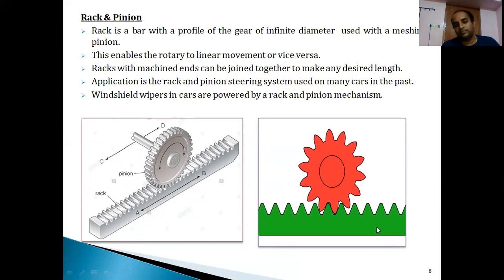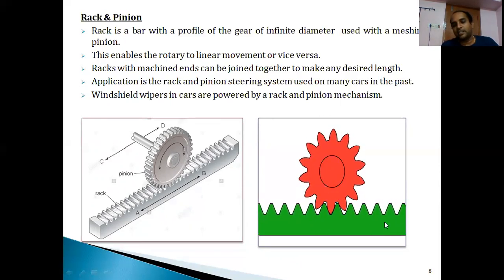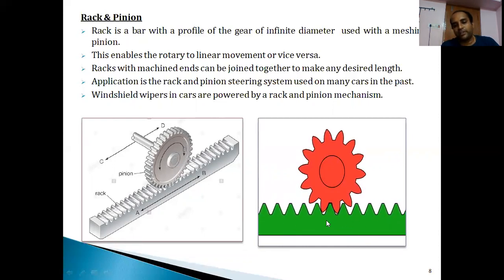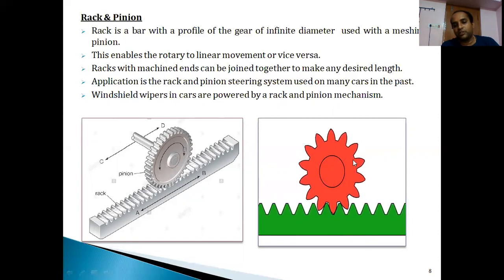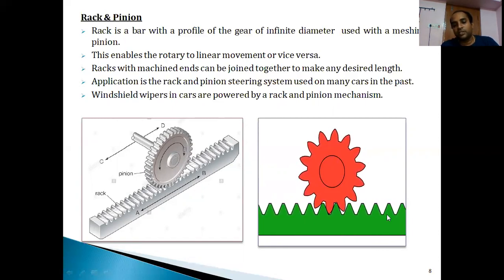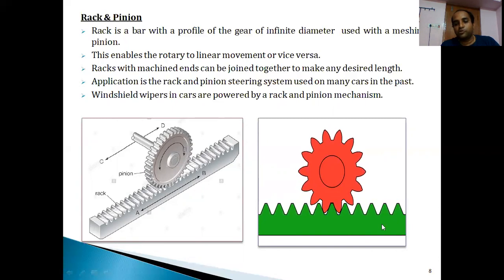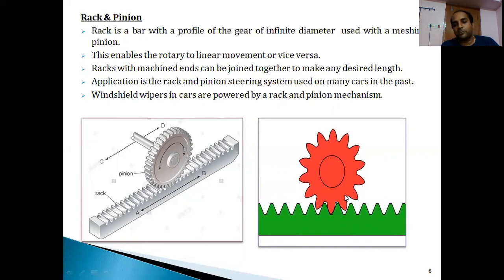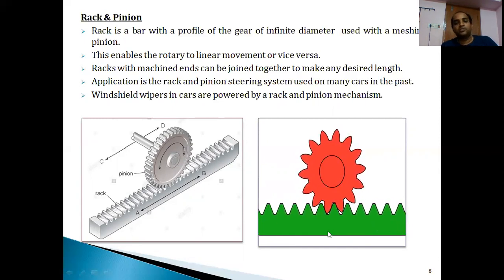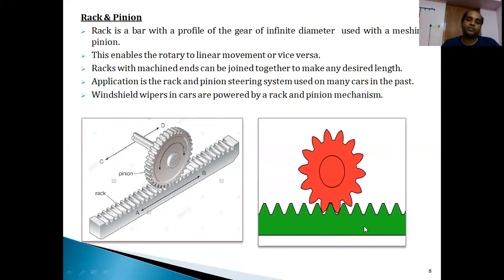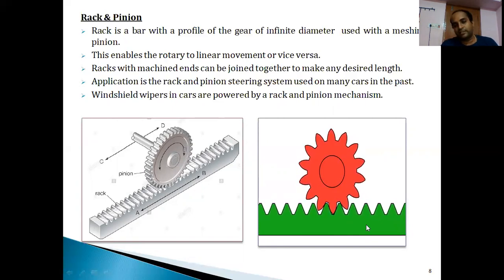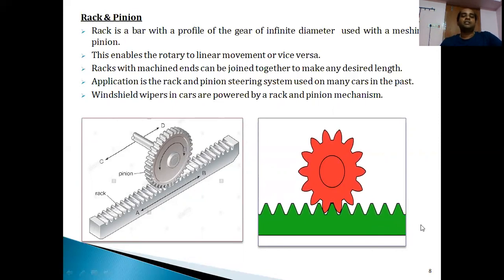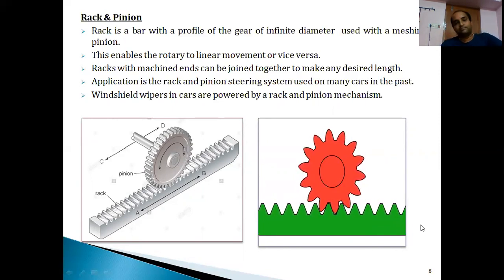The rack is a straight bar with teeth cut on its periphery, whereas the pinion is a circular wheel having teeth. Here, the linear motion of the rack is converted into rotary motion of the pinion, or the rotary motion of the pinion is converted into linear motion. Generally, we use the rack and pinion for the steering mechanism in cars and for windshield wipers of cars. These are some of the things with respect to gears.